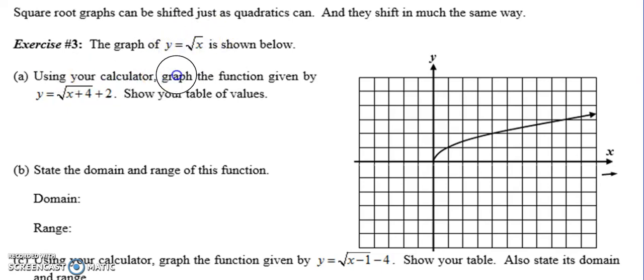Using your calculator, graph the function, this one here, and make sure you enter it correctly. Be careful that the 4 is under the square root and the 2 is outside of it. Come up with a table of values that you could actually graph. Start with the smallest domain you could find and come up with at least 4 input values. So do that now, please.